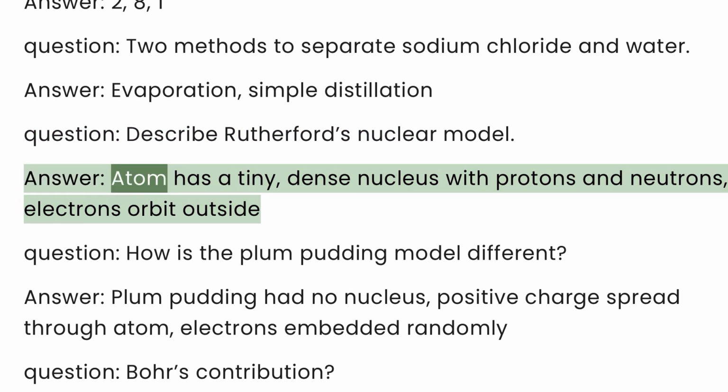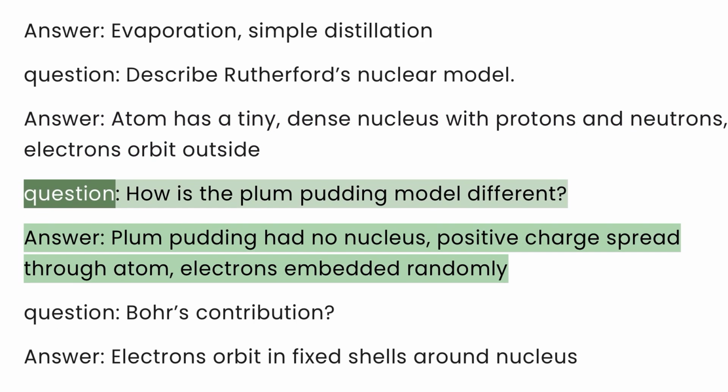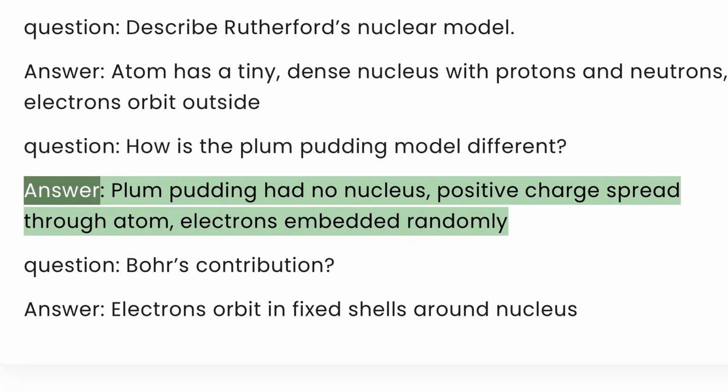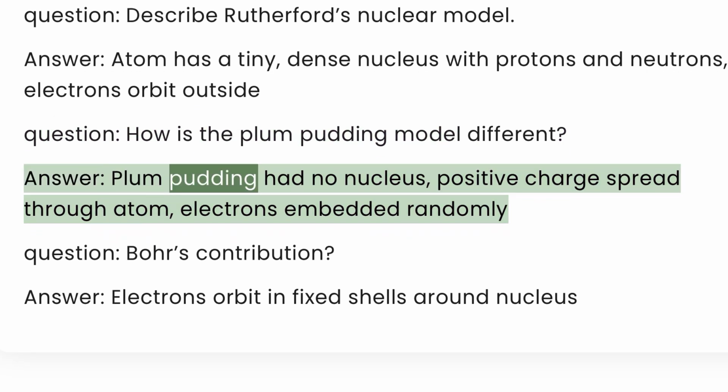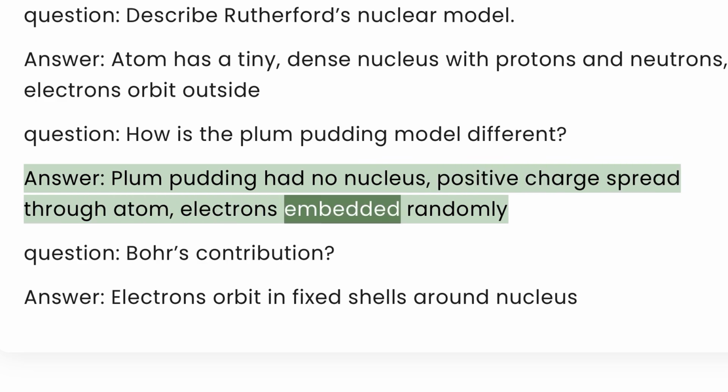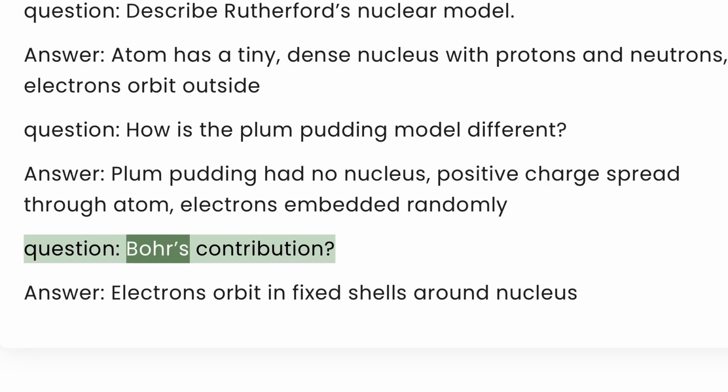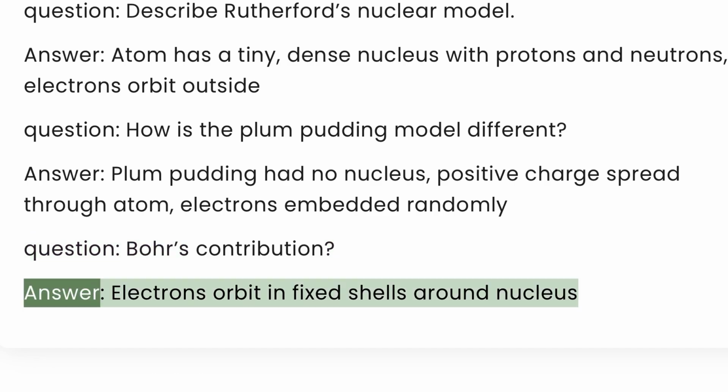Question: describe Rutherford's nuclear model. Answer: atom has a tiny, dense nucleus with protons and neutrons. Electrons orbit outside. Question: how is the plum pudding model different? Answer: plum pudding had no nucleus, positive charge spread through atom, electrons embedded randomly. Bohr's contribution. Answer: electrons orbit in fixed shells around nucleus.